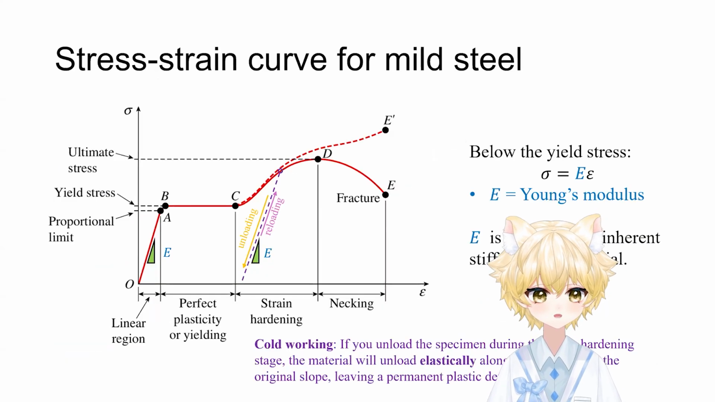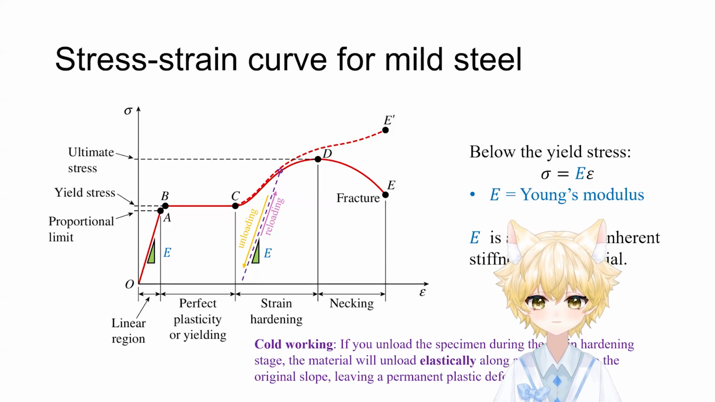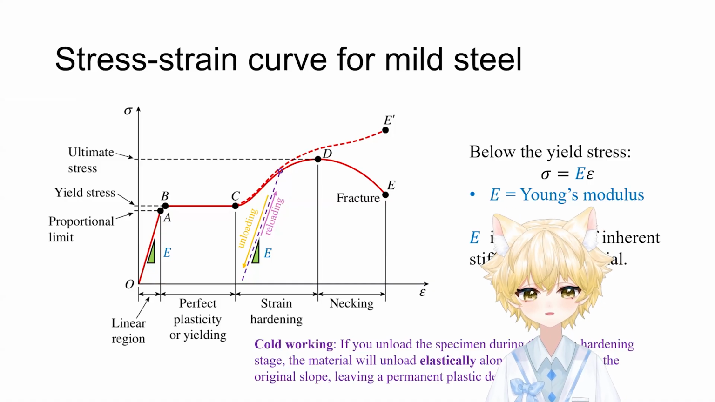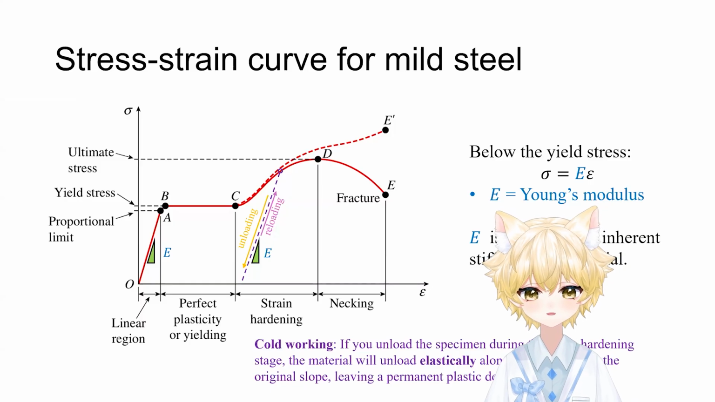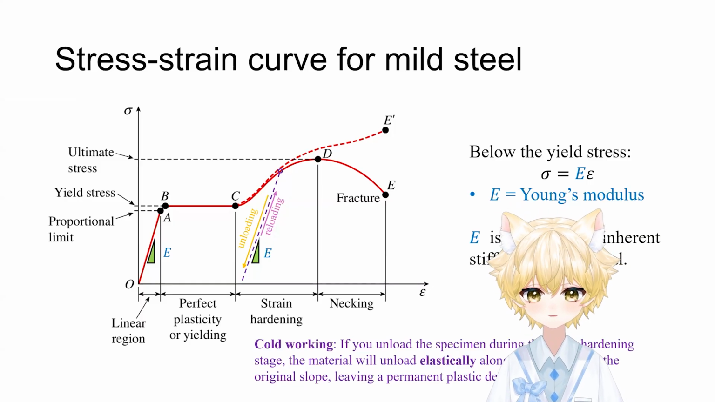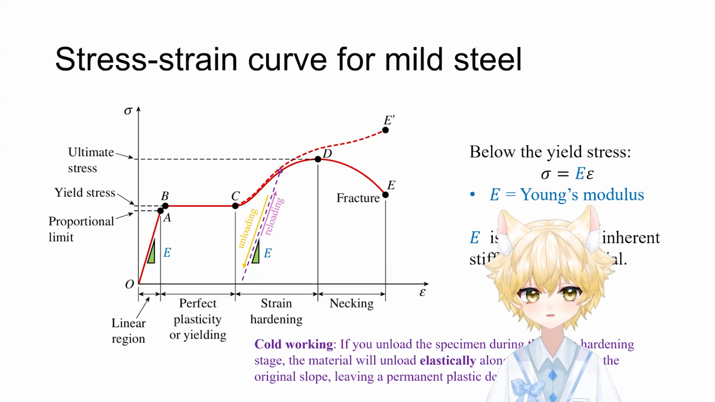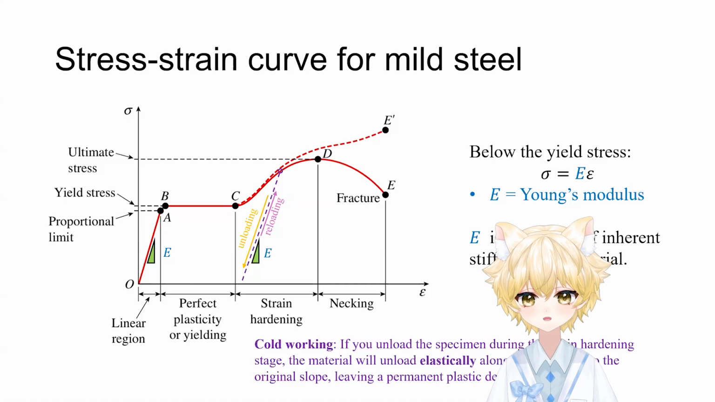Okay, since we touched on this in the last lecture, let's just do a quick recap of the stress strain behavior of a mild steel. Looking at the curve, you will recognize the 4 distinct zones. The first zone is the linear region, while the second one is a perfect yielding or perfect plasticity. The third region is the strain hardening, and the fourth region is necking.